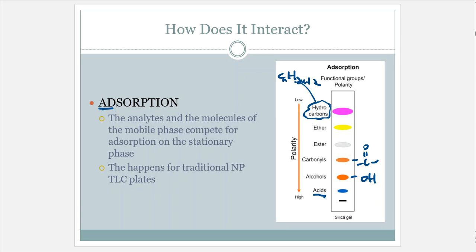The free pairs are there. The free pairs are present. They're no different than anything else. They're just covered up by all of the other things that surround it in the carbonyl family.